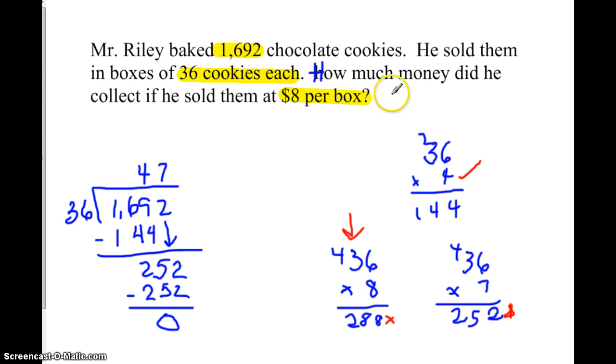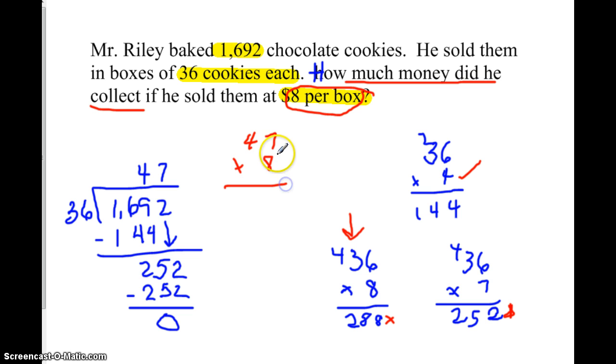No, because I need to know how much money did he collect. So, per box, how many boxes do we have? We have 47 boxes times $8 per box. So we have 6, carry a 5. 8 times 4 is 32. 32 plus 5 is 37. So he collected $376 in total. Okay? Do the questions on the problem set that you're supposed to do.